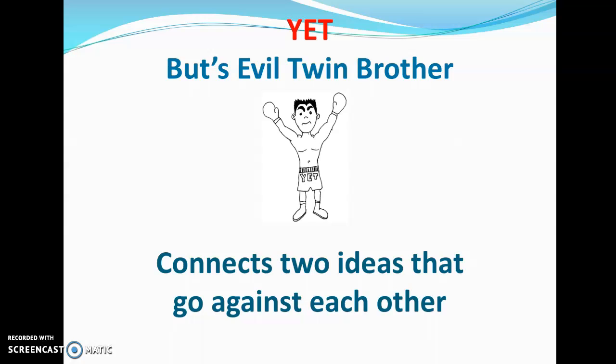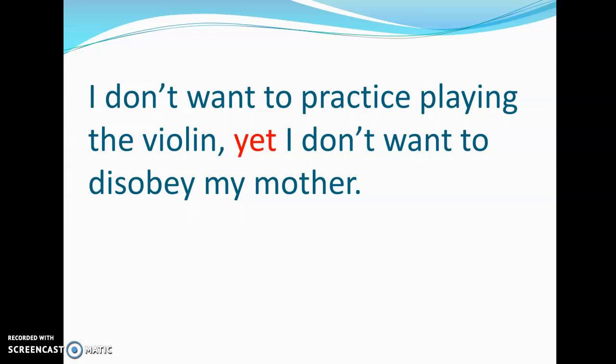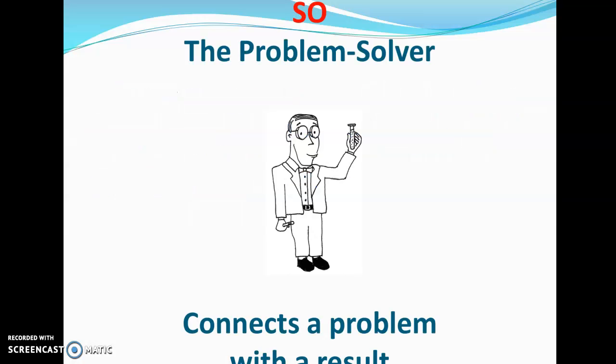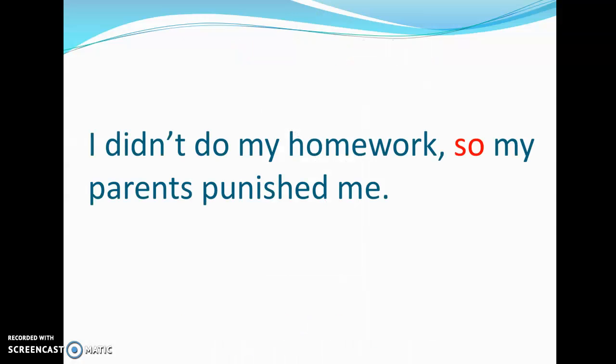Next, we have yet. It is but's evil twin brother. It connects two ideas that go against each other. I don't want to practice playing the violin, comma, yet I don't want to disobey my mother. So it's like but in a different way. And so, it's the problem solver. It connects a problem with a result. I didn't do my homework, comma, so my parents punished me. Because I didn't do my homework, my parents punished me.